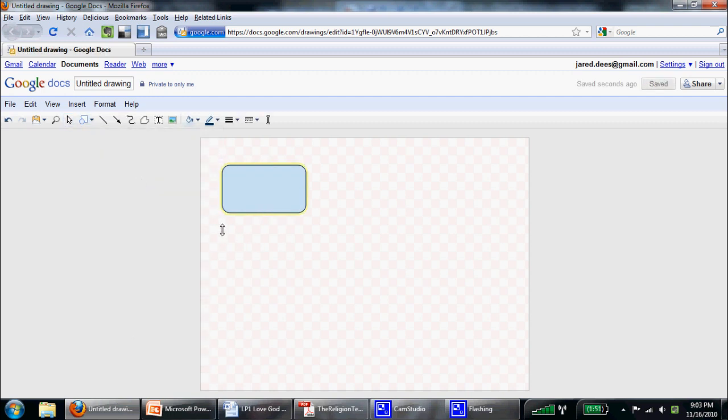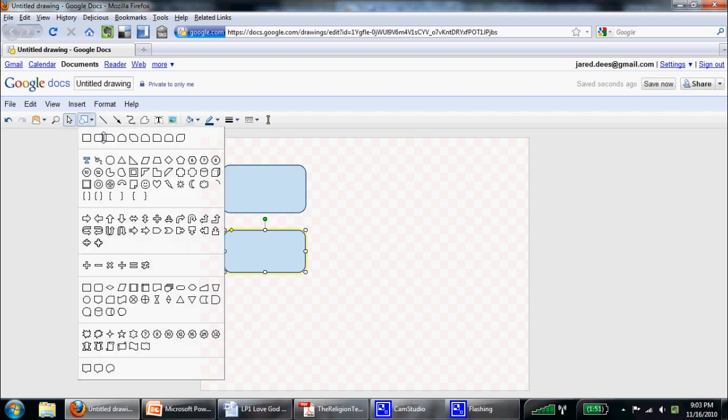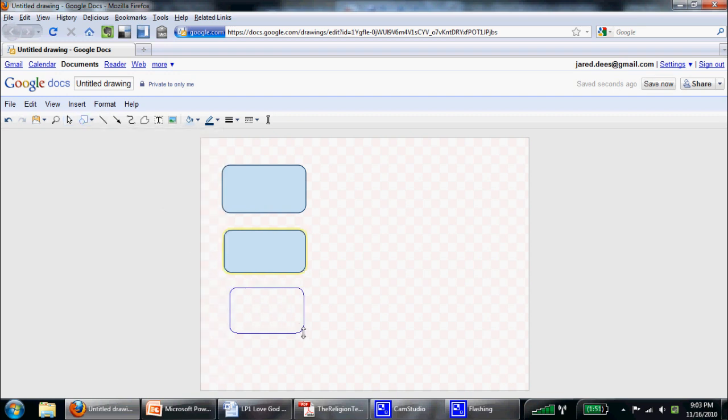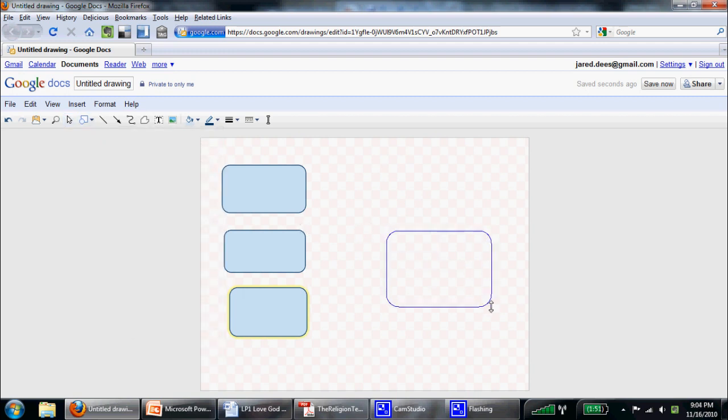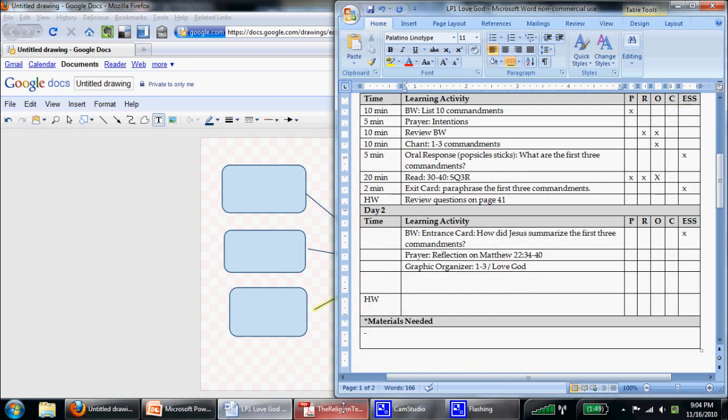the graphic organizer, just kind of 3 blank little circles pointing to a larger one, and this larger one would be love God, of course, and just some arrows drawing to there. And essentially what we'll have them do is just have them fill it in. So they're going to fill in the first 1, 2, and 3 commandment, then love God, because all of those are pointing to Jesus' commandment to love God.